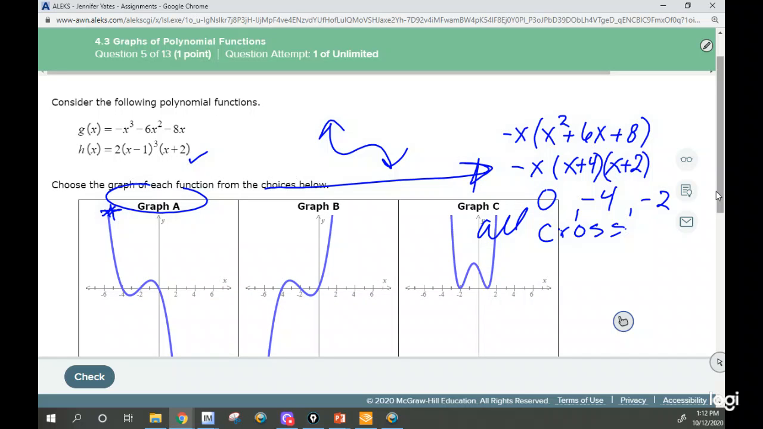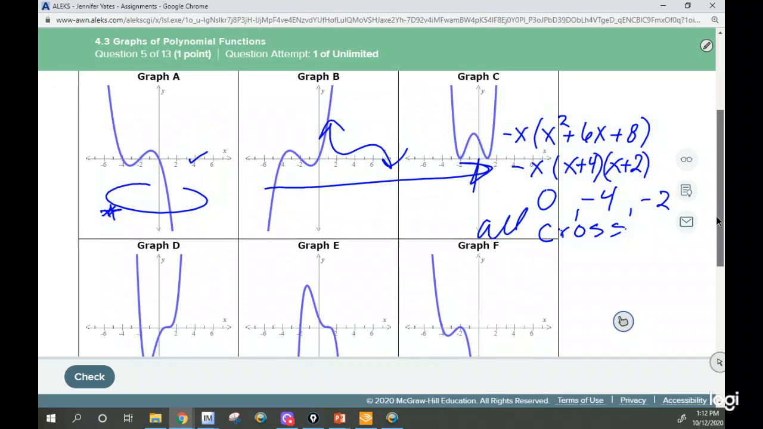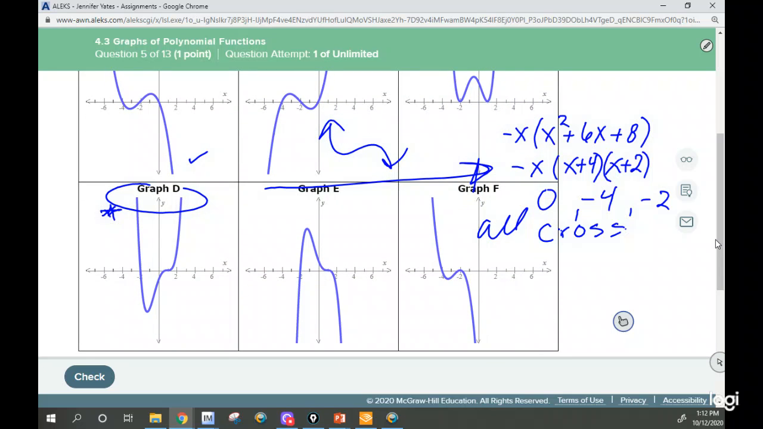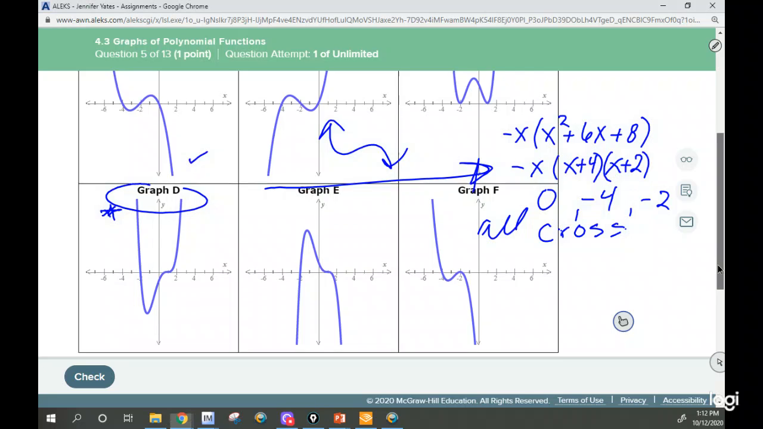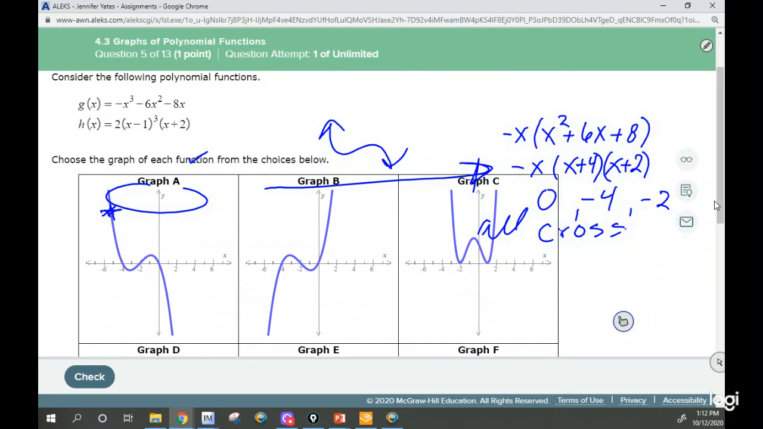Okay, I know it could be A. Would you guys agree? Yeah. Or it could be F. What happens at this 0 on F? Does it cross through like we predicted? No. So is that it? No. It is for sure. We've got to get rid of blue. That one right there.